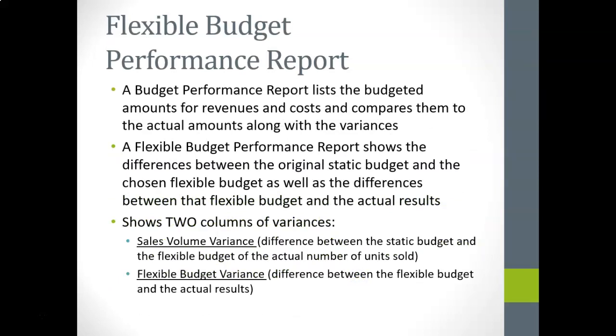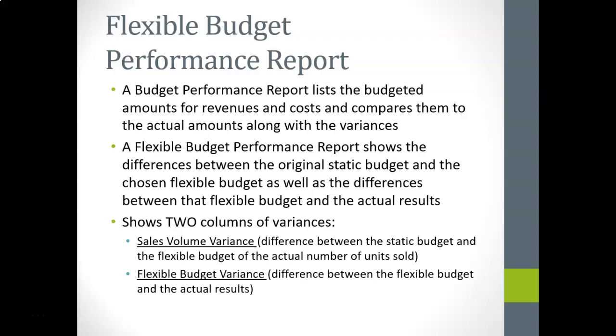We have a flexible budget performance report that we do. This lists the budget amounts for revenues and costs, and compares them to the actual amount along with the variance. So we have three different things here. We're going to have the original static budget for the 50,000 units. Then we will have the flexible budget for the 52,000 units that we actually sold, and we'll have the actual cost for the 52,000 units that we actually sold. So we're going to have three things.